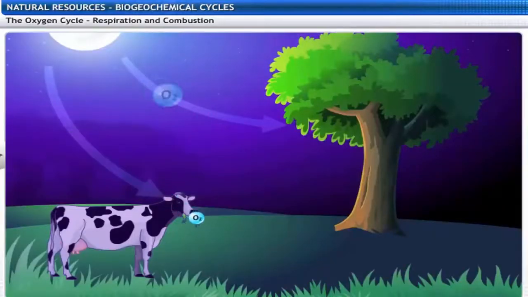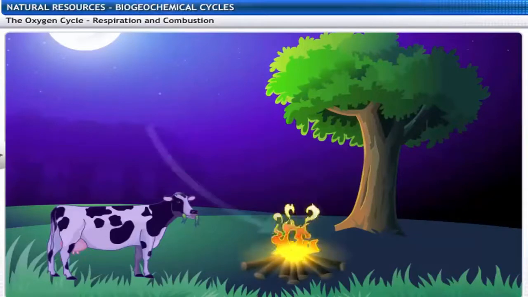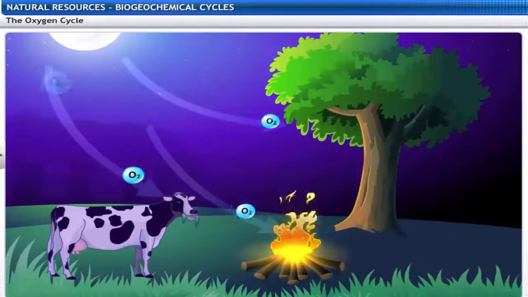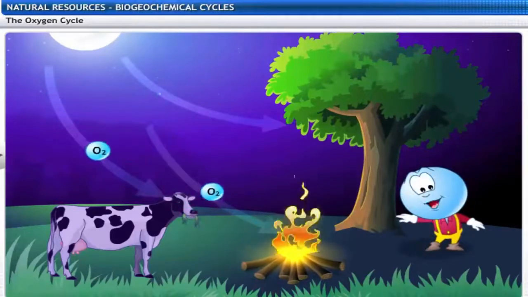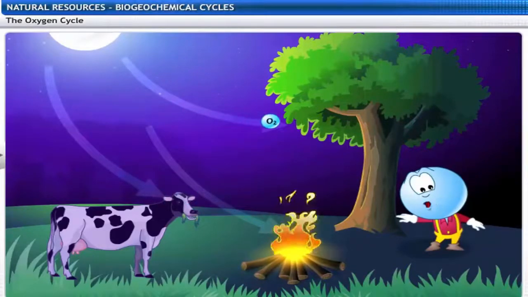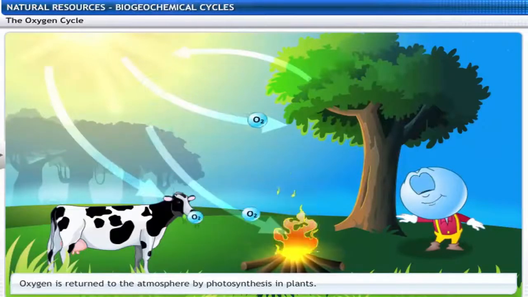Plants and animals use atmospheric oxygen during respiration. Fossil fuels like coal and wood need atmospheric oxygen for combustion. We have seen how oxygen is used from the atmosphere. Can you think of a way in which oxygen is returned to the atmosphere? Take a look. As you know, oxygen is returned to the atmosphere by photosynthesis in plants.